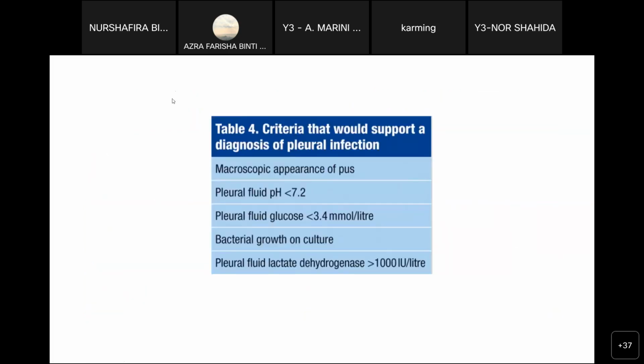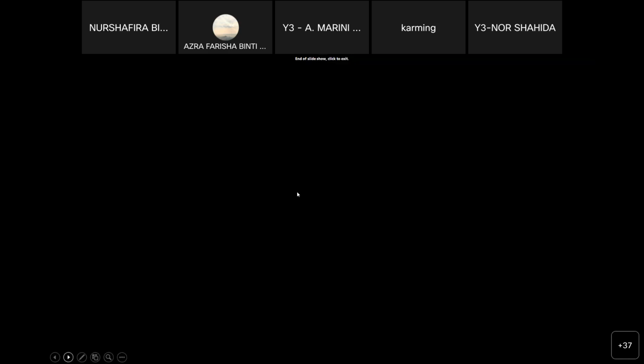So this is just a table that says the criteria that would support diagnosis of pleural infection. I think that's all from me. I pass the floor to Daniel Kueh if there's no question.